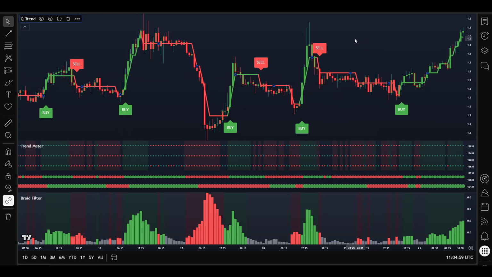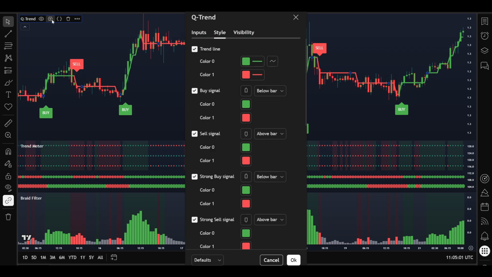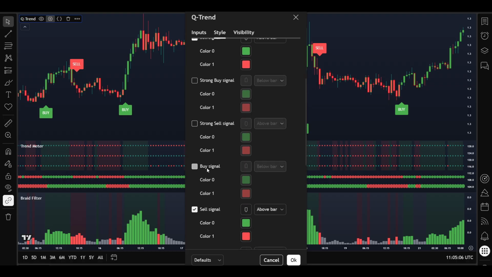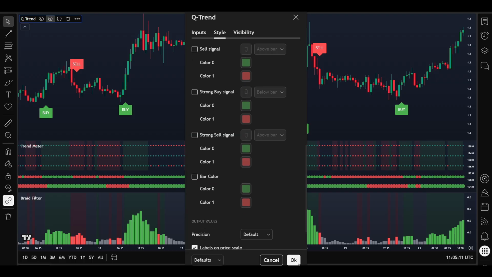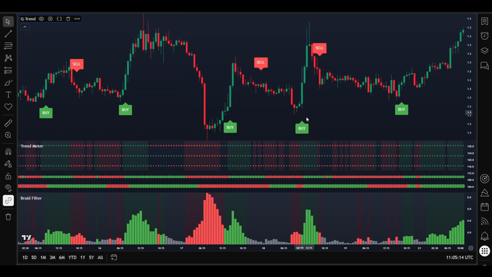Indicator settings. QTrend. Open settings. Keep the buy and sell labels. You can turn off extra cosmetic options such as bar color overlays or additional backgrounds so the chart stays clean. Reading rule. When price breaks and closes above the QTrend line, the indicator prints buy or strong buy. When price closes below the QTrend line, it prints sell or strong sell. These labels are your raw triggers. Think of QTrend as the spark. It tells you now, but we still confirm before acting.